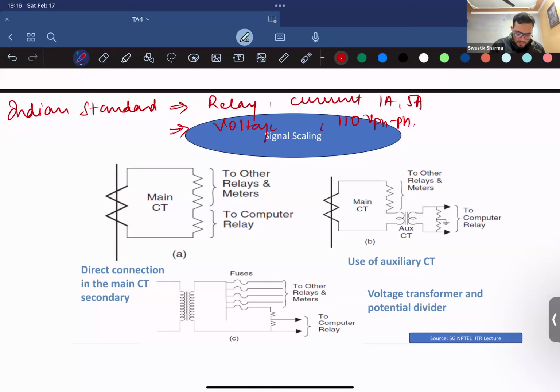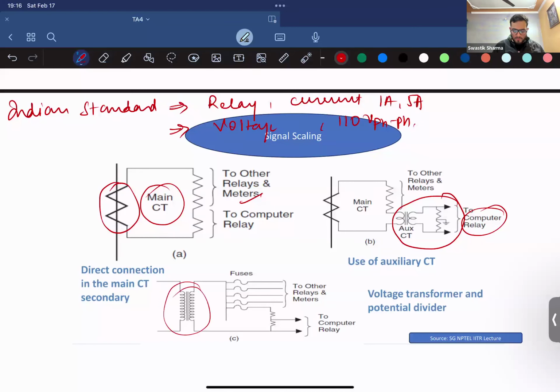And how do you ensure that? You can connect it directly across your main CT, where your primary is connected across your transmission line, and then you can use the secondary to send it to the various relays and meters, or you can connect an auxiliary CT where you can tone it down even further and then send it to the computer relay. For voltage, you use a voltage transformer where you divide the voltage to have a safe voltage to be given to the relay.